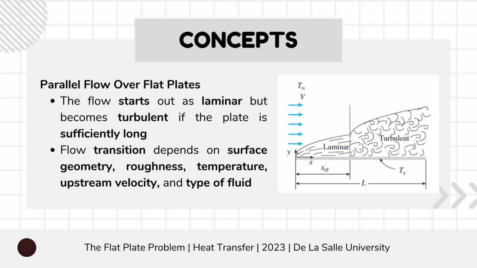The velocity is considered uniform, and as you can see in the figure, the flow in the velocity boundary layer starts out as laminar but becomes turbulent as the plate gets longer, at the distance xcr, which is also at the critical Reynolds number. Consequently, the flow transition depends on the surface geometry, roughness, temperature, upstream velocity, and type of fluid.